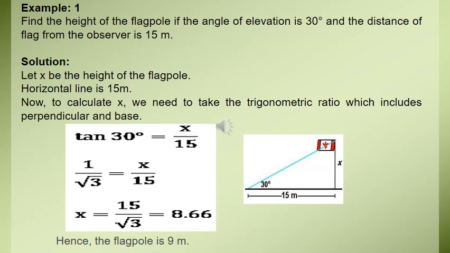We need to take the trigonometric ratio which includes perpendicular and base. As we know, tan includes perpendicular and base. The angle of elevation is 30, so we write tan 30 equals x by 15. We know tan 30 is equal to 1 by root 3. So x is equal to 15 by root 3, that is 8.66. So approximately the height of the flagpole is 9 meters.